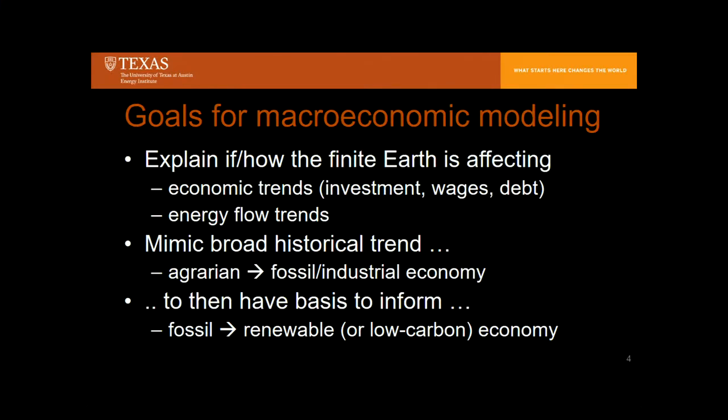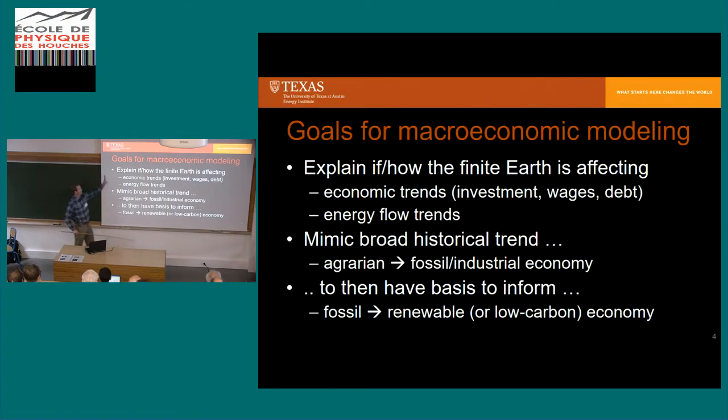Okay, so my goals for wanting to understand macroeconomic modeling: to understand if and how the finite Earth is having some effect on data that we can find out there. Data that's economic data, how much people are getting paid in wages. Is debt accumulation something related to resource constraints? How would we know? How would we prove that? Can you prove that? And then, of course, data tracking energy uses and flows. Broadly speaking, my model is trying to understand, or at least the motivation is to try to understand, the transition from, say, agrarian to industrial economy. And if we can understand that, or feel like we have some understanding of that, then I might be able to say something about going to a low carbon future from roughly today.